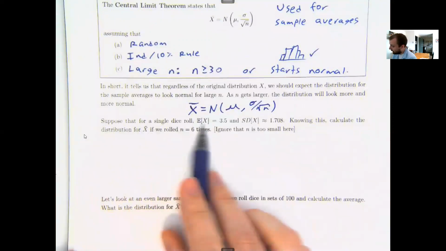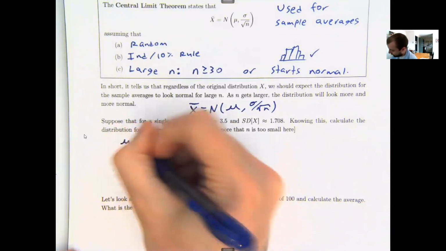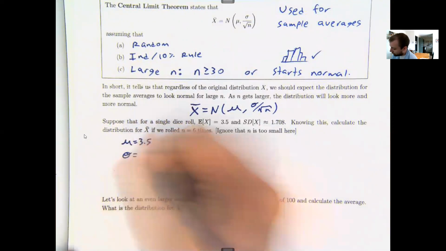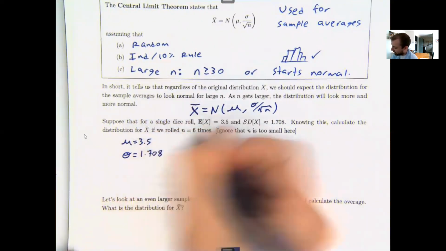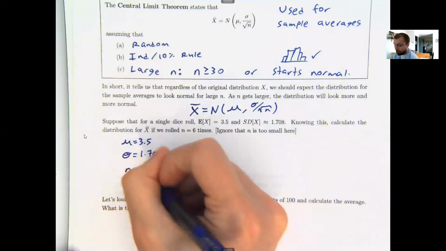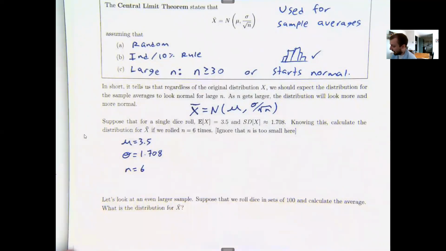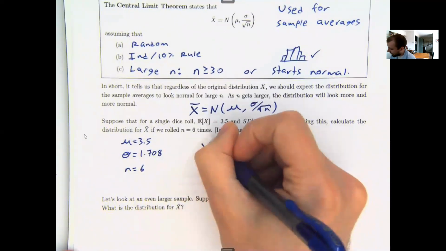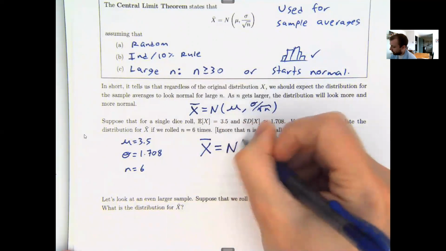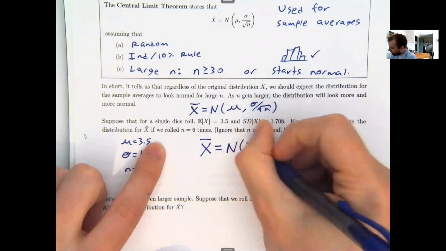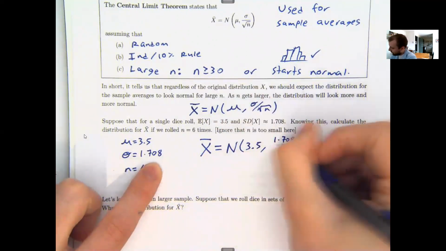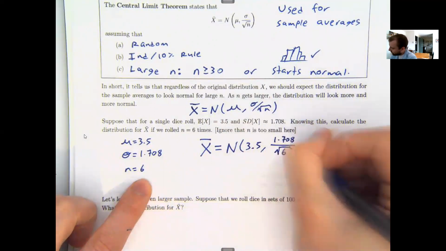Suppose that for a single die roll, the average is 3.5 and a standard deviation is 1.708. If I roll the dice 6 times, and I'm going to ignore that n is too small here, what can I expect to happen for these averages? Well, I would expect the sample average for a set of 6 dice rolls to be normally distributed with a center of 3.5 and a standard deviation of 1.708 divided by the square root of my sample size, n.